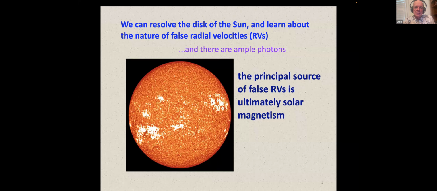And this image is a spectroheliogram of the sun in a line that's sensitive to the chromosphere. And the bright regions are magnetic regions, which are very prevalent on the sun, especially as the sun becomes active. And these magnetic regions cause false radial velocities in various ways. And the principal source of false radial velocities is ultimately solar magnetism.